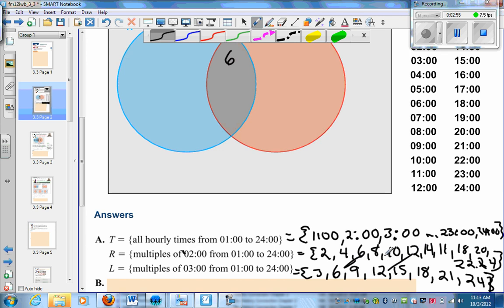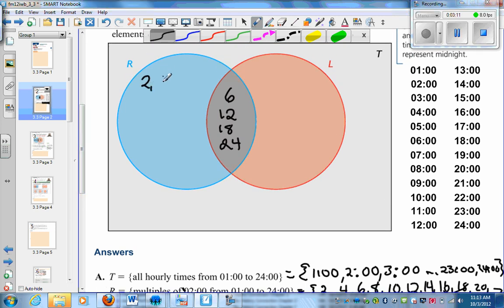What else is in both? 12. We're going to put 12 there. Looks like our next one is 18, which is in both. And then finally 24. So now we're only going to fill the missing elements in. So this would be 2, 4, 8, 10, 16, 20, and 22. And left here we have 3, 9, 15, 21.